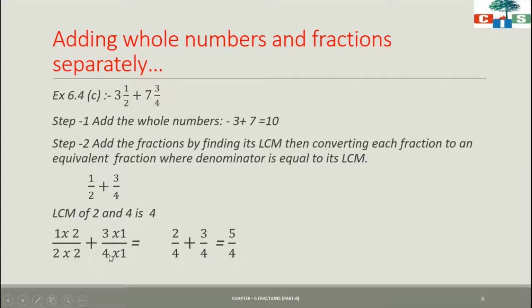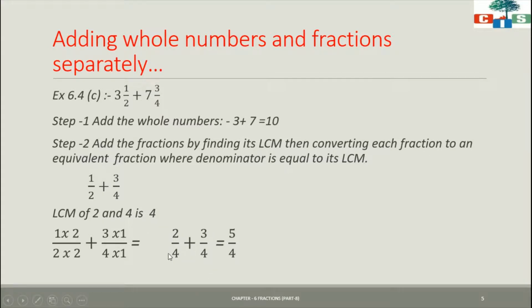Just what we will do, we will multiply with 1, because when we multiply any number with 1, we get the number itself. So 4 multiplied by 1, since we are multiplying the denominator with 1, we will multiply the numerator also with 1. Okay scholars, now we will find the product. So 1 multiplied by 2 is 2 and 2 multiplied by 2 is 4. 3 multiplied by 1 is 3 and 4 multiplied by 1 is 4. Okay. Now scholars, here you can see that we have converted unlike fractions to like fractions. Okay. Now we can easily add.